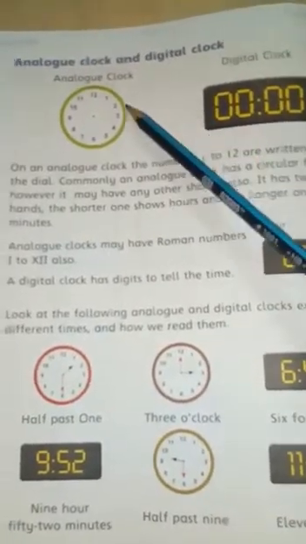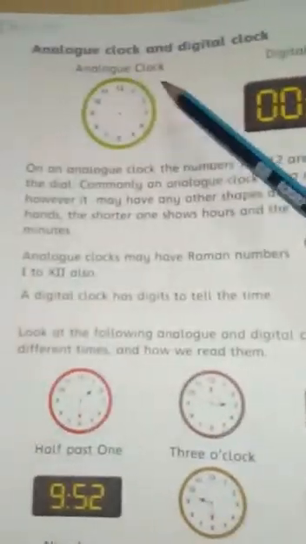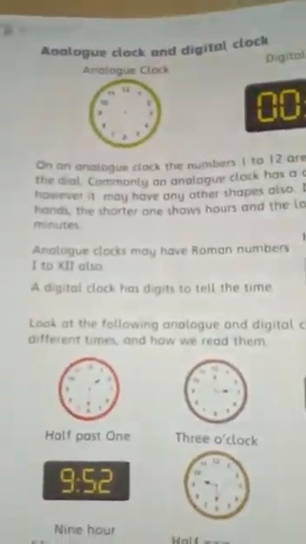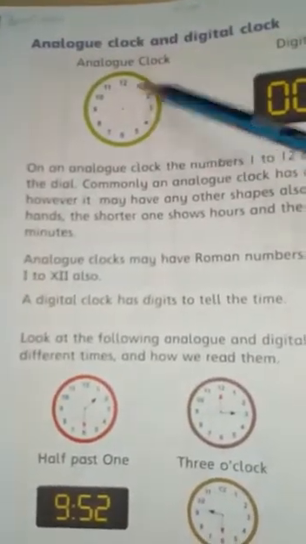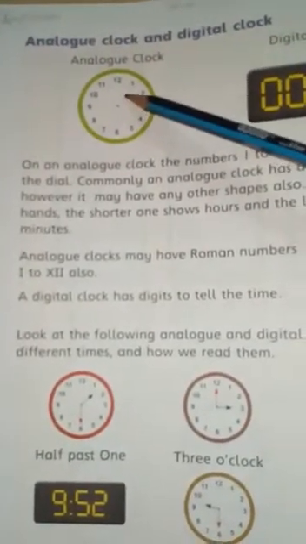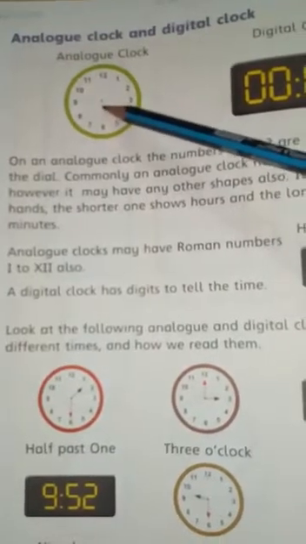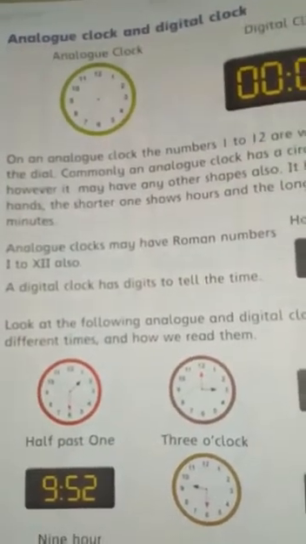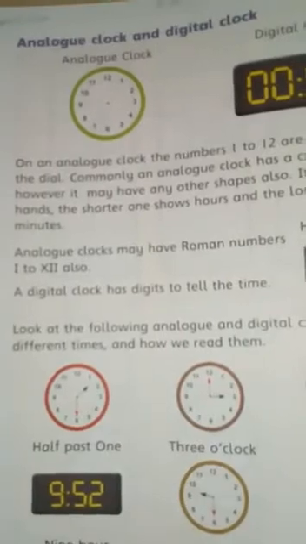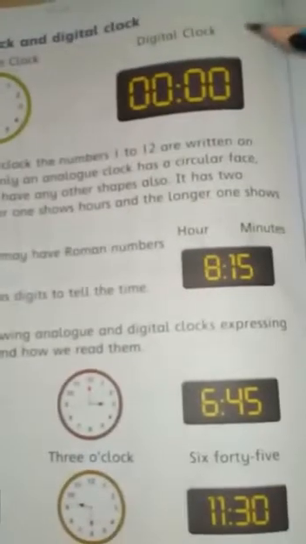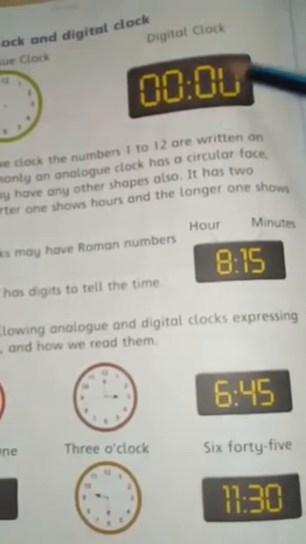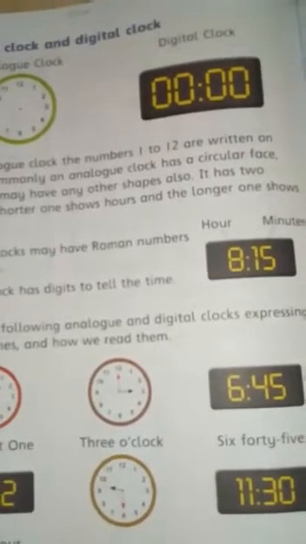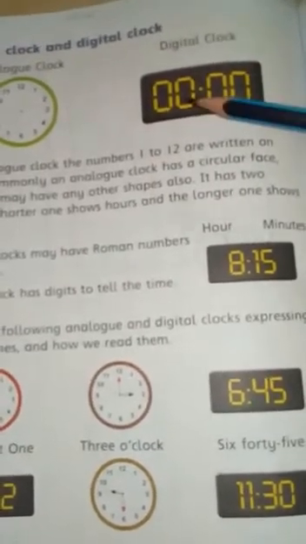We have two types of clock: this is an analog clock and this type is a digital clock. On the analog clock, which we commonly use, there are numbers from 1 to 12 and it has two hands, a big hand and a short hand. The big hand shows minutes and the short hand shows hours, but there is no hand on a digital clock. There are only some digits, and we will read the time from there in the form of digits.